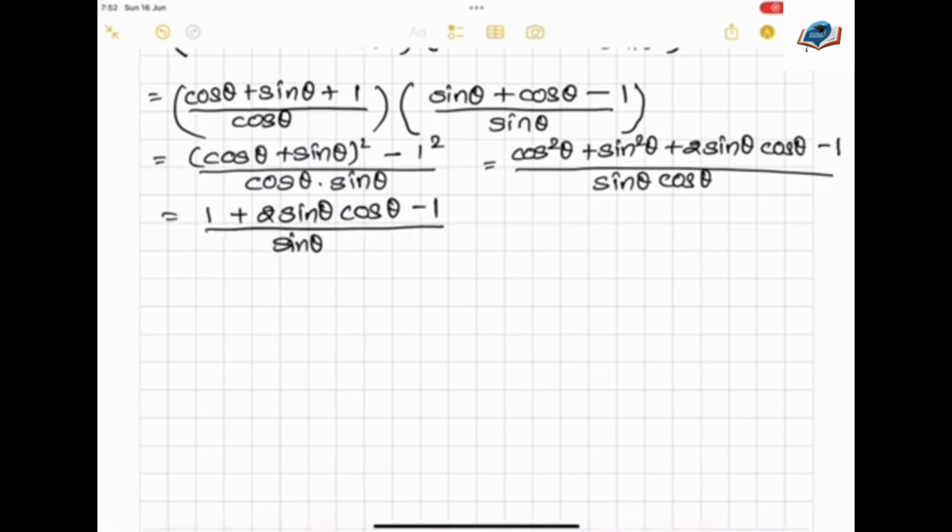So 1 and minus 1 got cancelled. So my final answer will be 2 sin theta cos theta upon sin theta cos theta. And numerator and denominator sin theta and cos theta will get cancelled. So final answer will be 2.